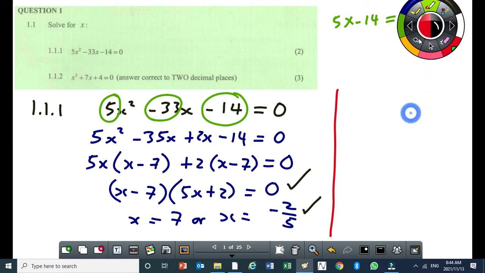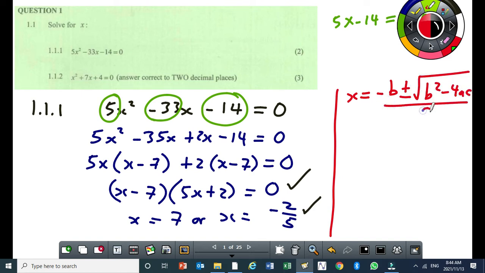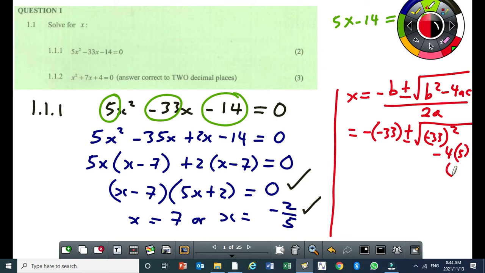Right? So with the quadratic formula, x is equal to minus b plus or minus the square root of b squared minus 4ac all over 2a. Right? So your b is negative 33. So this becomes minus negative 33 plus or minus the square root of negative 33 squared. Okay, allow me to just write on the bottom. I don't have enough space. So minus 4 times 5 times the c, which is minus 14. This is all over 2 times 5.